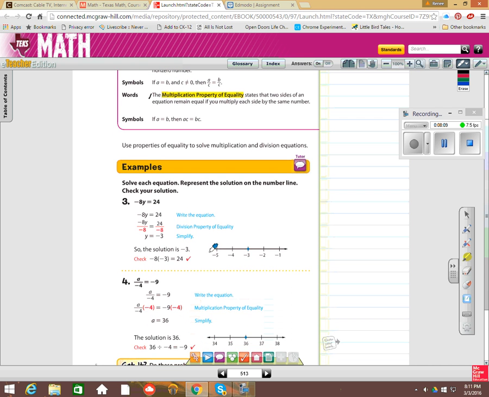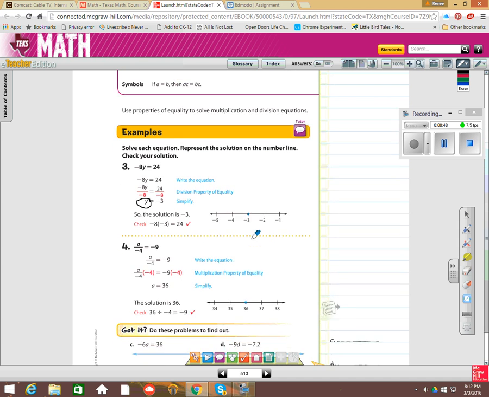So let's look at our example. Negative 8y equals 24. So what are we doing on both sides? Dividing by negative 8, because you want the y, or the unknown variable, to be positive. If you just divide by 8, it will be a negative y. You don't want your variables to be negative. You want them to be positive. So if you divide both sides using the division property by negative 8, you end up with negative 3. And you can check your solution. Negative 3 times negative 8 is a positive 24. It checks out. And you graph negative 3.